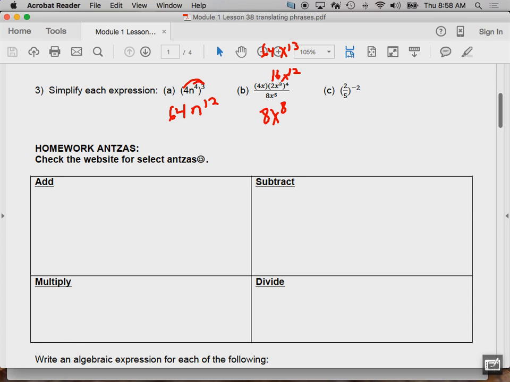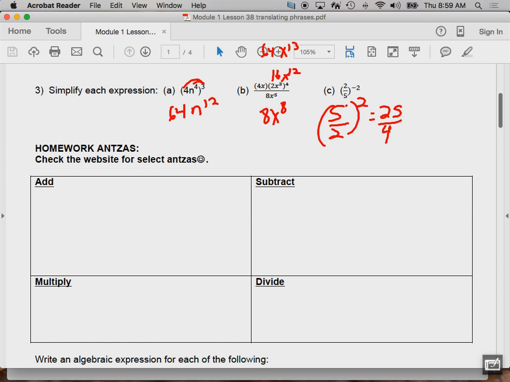Negative exponent. So this becomes 5 halves squared, which is 25 over 4. Of course, you could do it on your calculator. Put the parentheses around the 2/5, up arrow, -2. It'll give you an answer, then you go math, enter, enter, and it will convert to a fraction for you.